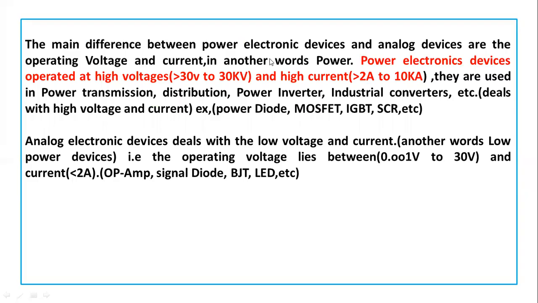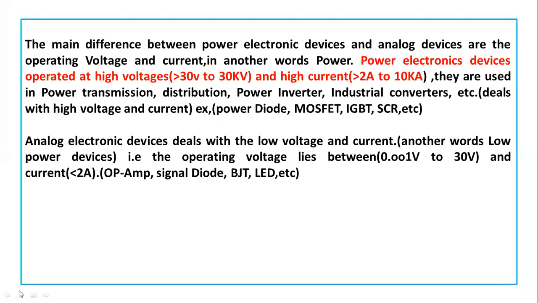So the main difference between power electronic devices and analog devices is the operating voltage and current. In other words, power. Power electronic devices are operated at high voltage. Electronics simply was low power. So power plus electronics means high voltage, greater than 30 volt to 30 kilovolt, and high current, greater than 2 ampere to 10 kiloampere. They are used in power transmission, distribution, inverters, industrial converters, etc.